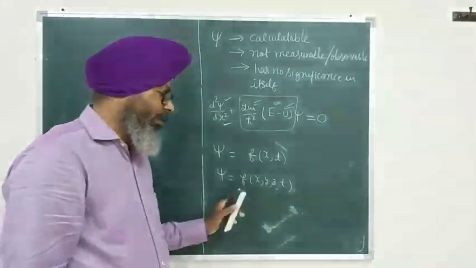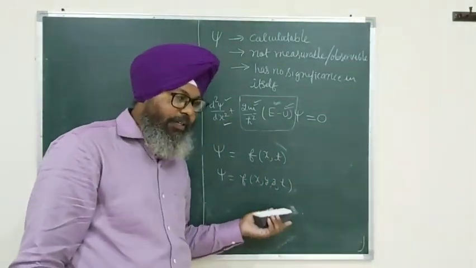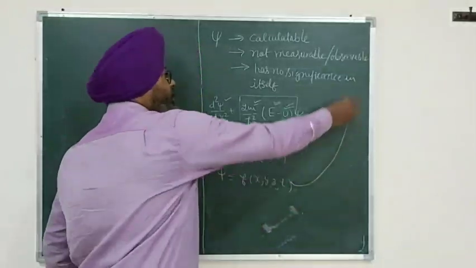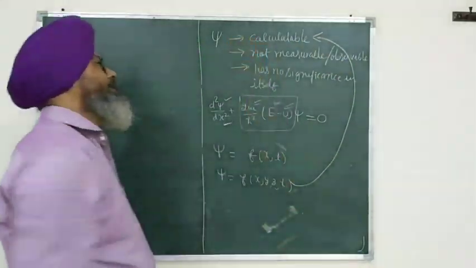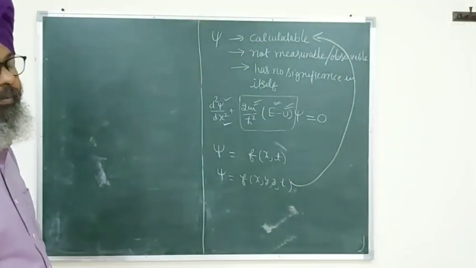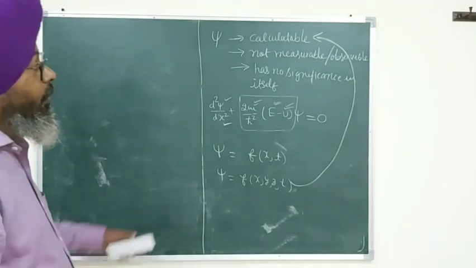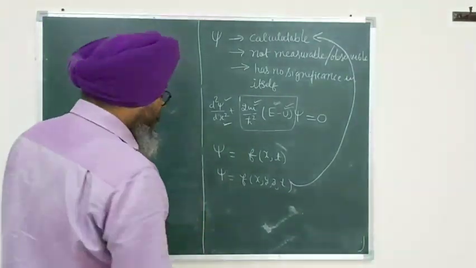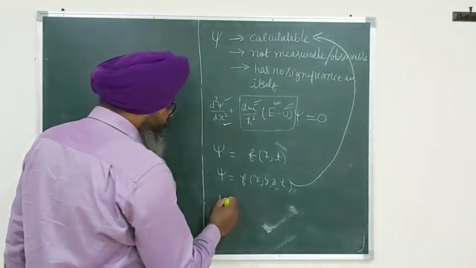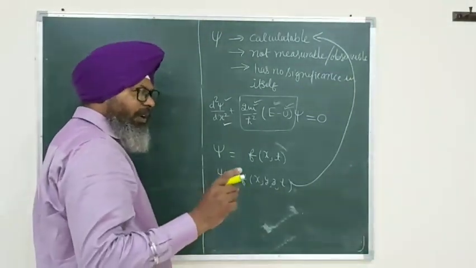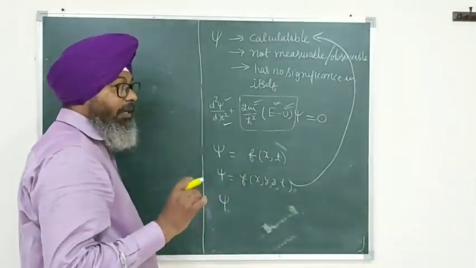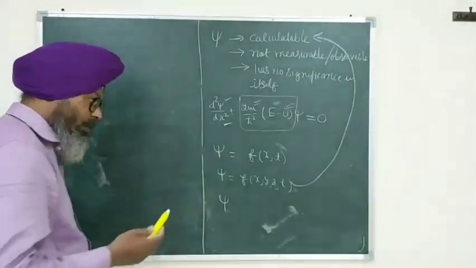So if it is the end result of a process of solving a linear differential equation, obviously this is justified, that wave function is calculatable, but it is not measurable. Why? Because we will see that the units of wave function, it's just one of the simplest concepts that I am telling you. I will not go beyond that.